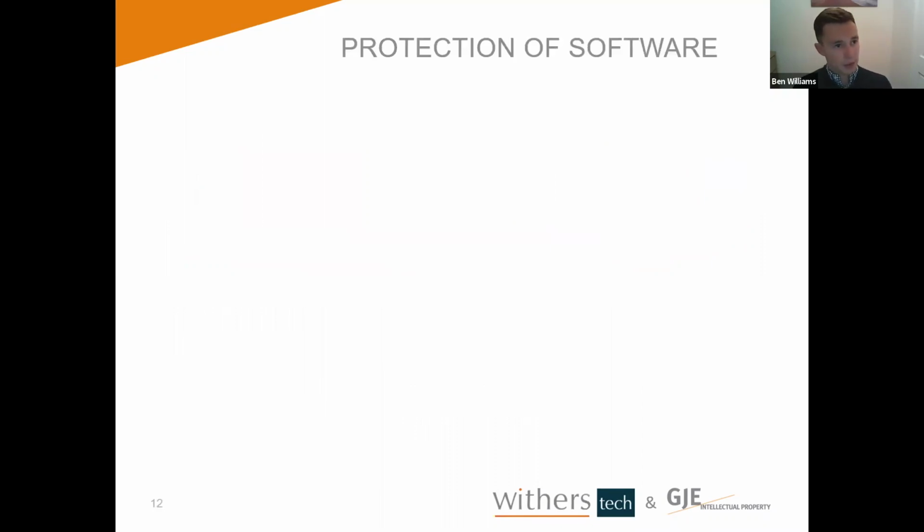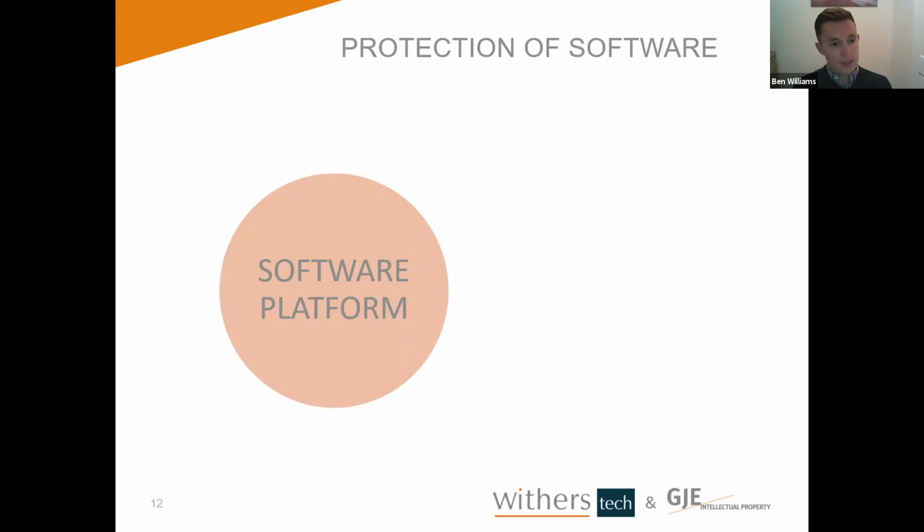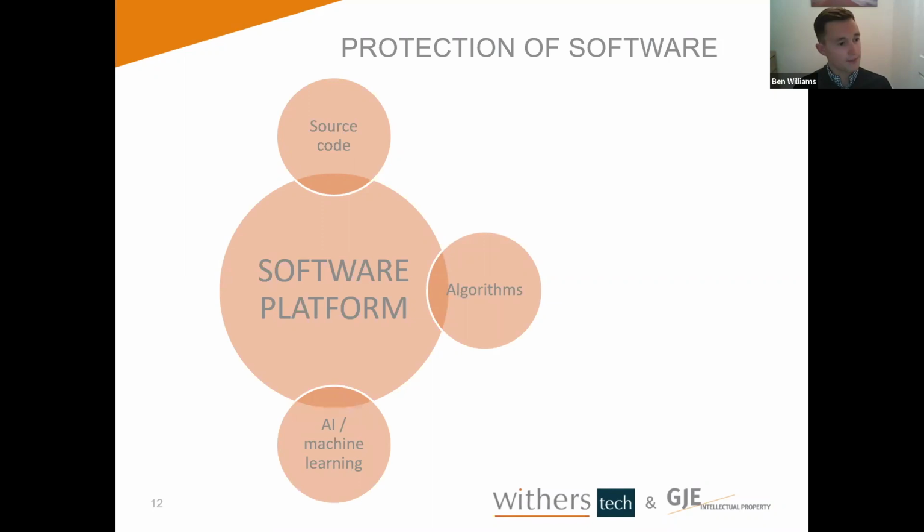And when we think about software, there are various different components which form part of the overall package. So you've got things like the underlying source code, the algorithms that make the decisions, the machine learning technology that underpins the entire thing, and the user interface and user experience. All of those things combined together are what we call the software platform, and there are various different intellectual property rights which are available for the protection of each one of those components.